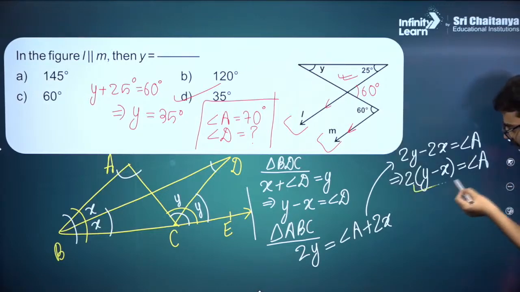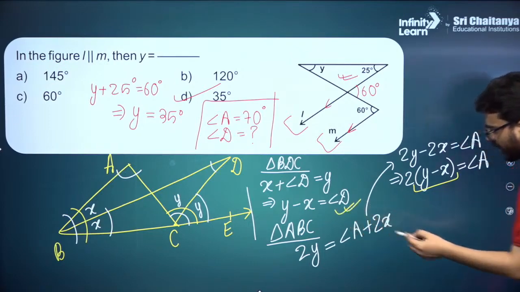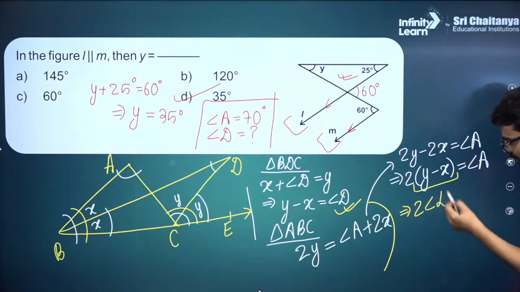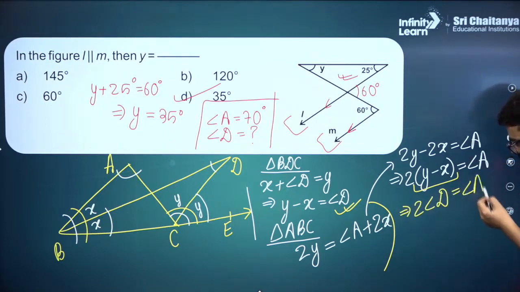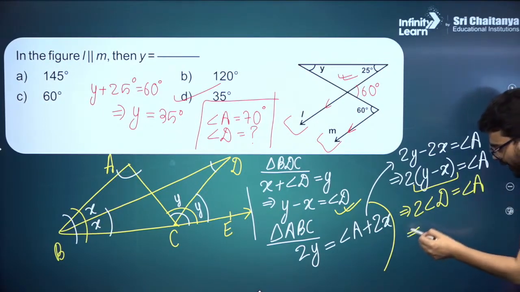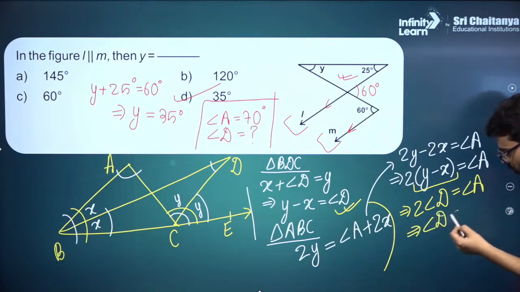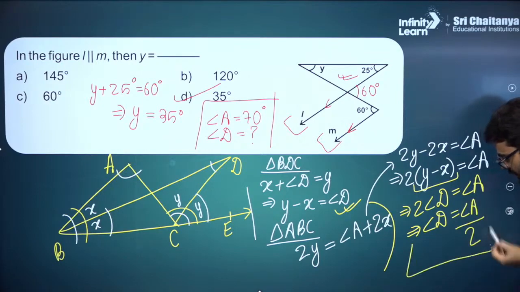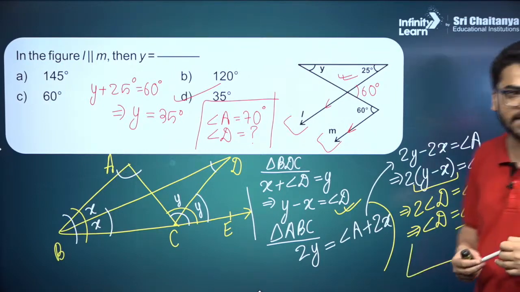Now in place of Y minus X, can I write angle D over here? So basically you will get what, guys? 2 times angle D is equal to angle A. So I can say over here that angle D is equal to A by 2. This is a very important result. It must be on your tips. This is an NCERT question.